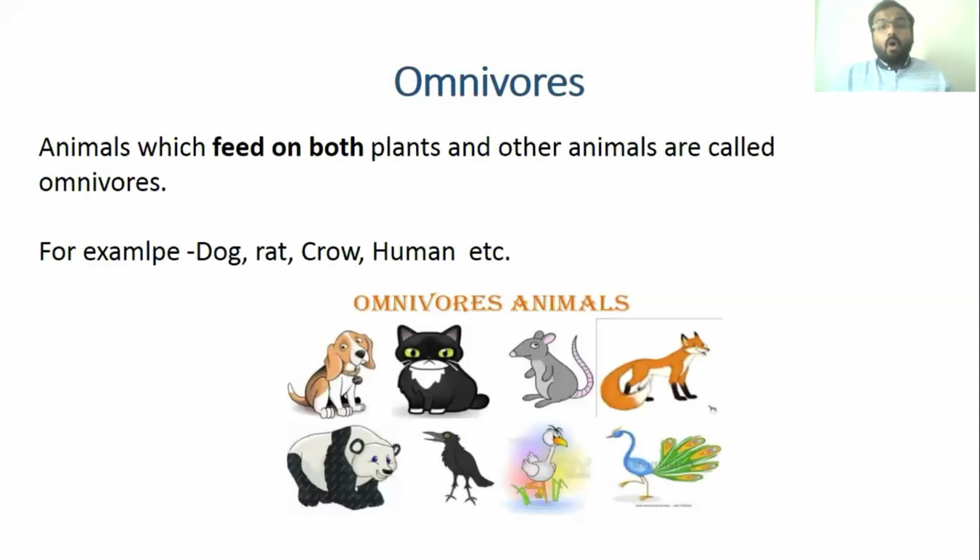Next comes omnivores. What are omnivores? Animals which feed on both plants and other animals are called omnivores. For example, dog, rat, crow, human, etc. These all are omnivores. So we can divide the animals into three categories, that is herbivores, carnivores, and omnivores. I hope you must have understood.